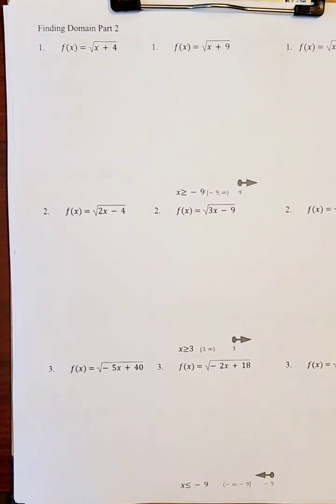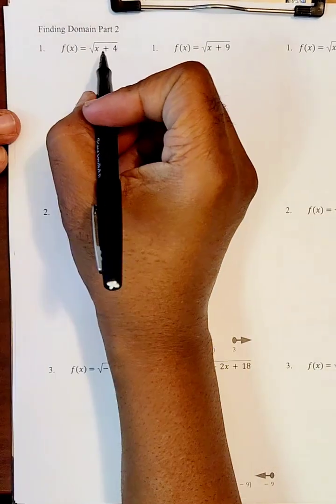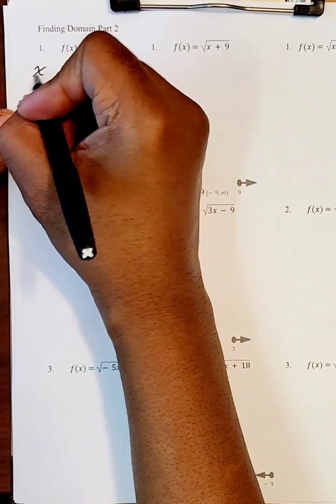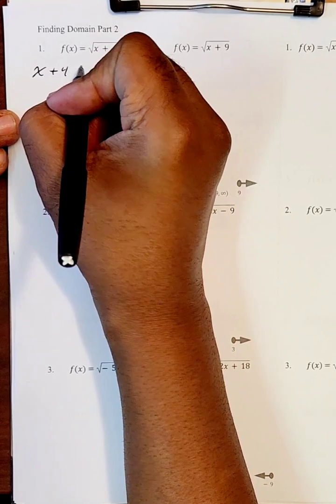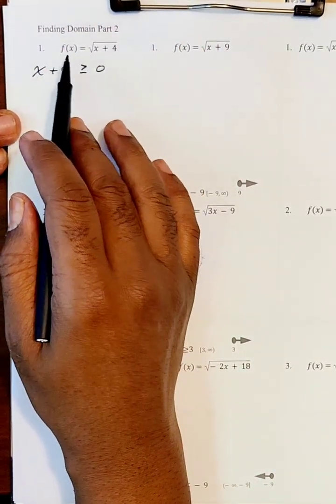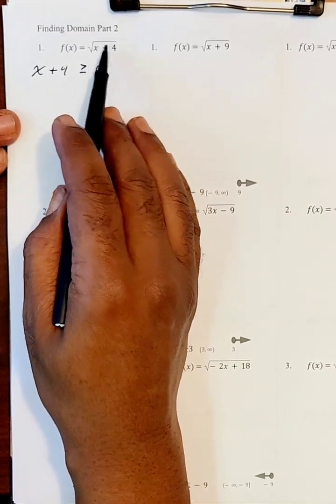Finding the domains of square roots. To find the domain of a square root, you take the expression that's inside the square root and you set it greater than or equal to 0, because square roots can only take positive or 0 numbers.